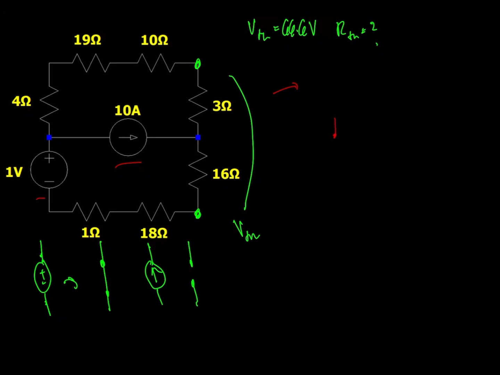So we keep our resistors. But we're going to deactivate this middle current source by opening it. And then these resistors down here will stay. And then for this 1 volt voltage source, we'll actually just short these terminals. And again, we're trying to find the equivalent resistance as seen from these terminals.